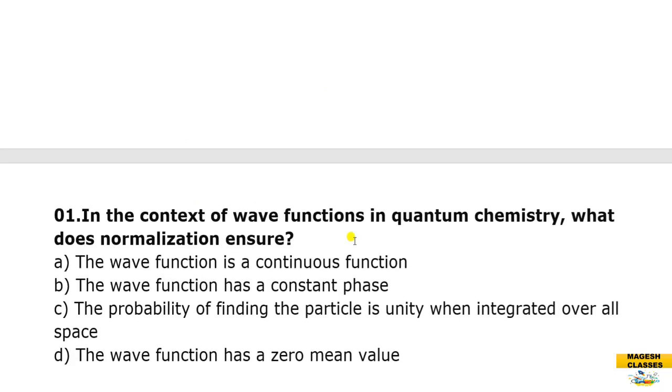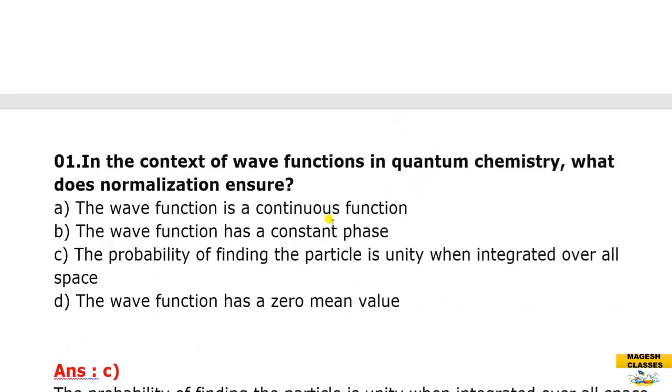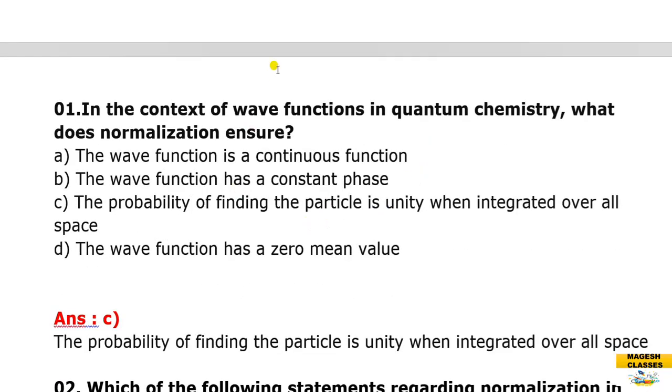To understand, we have discussed some MCQs here. The first one: in the context of wave functions in quantum chemistry, what does normalization ensure? The answer is, the probability of finding the particle is unity when integrated over all the space. So this is the answer.